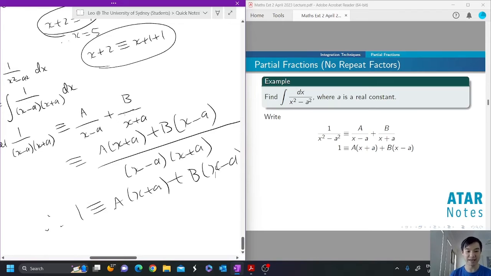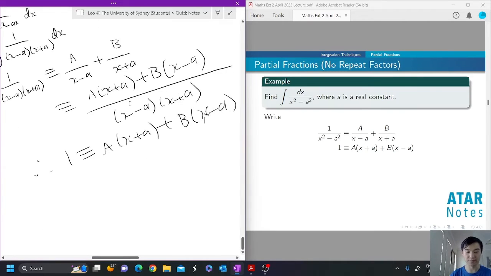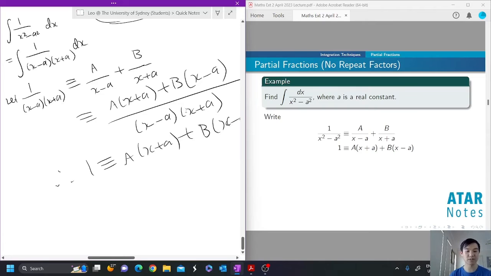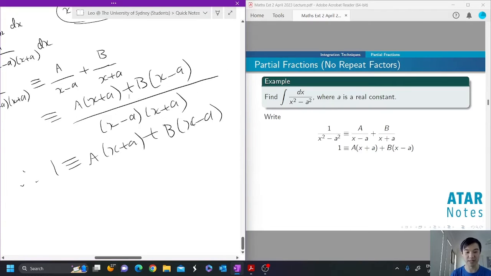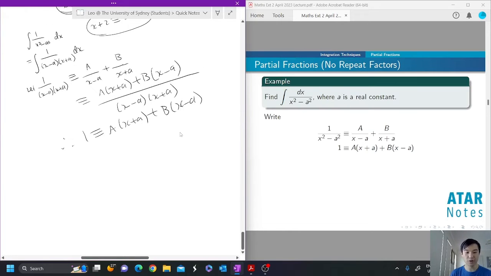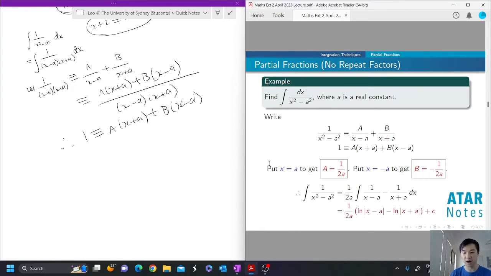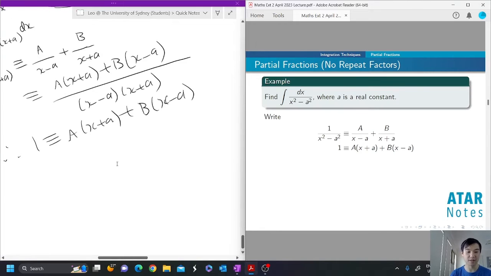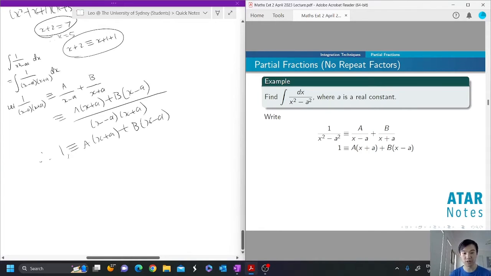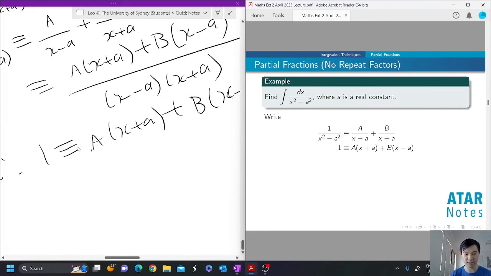Then we combine it, and because the denominators are the same, we know that 1 is identically equal to a times (x plus a), plus b times (x minus a). So the way you figure out what a and b are is you can either use substitution of smart values, or you can expand it and then compare the coefficients.